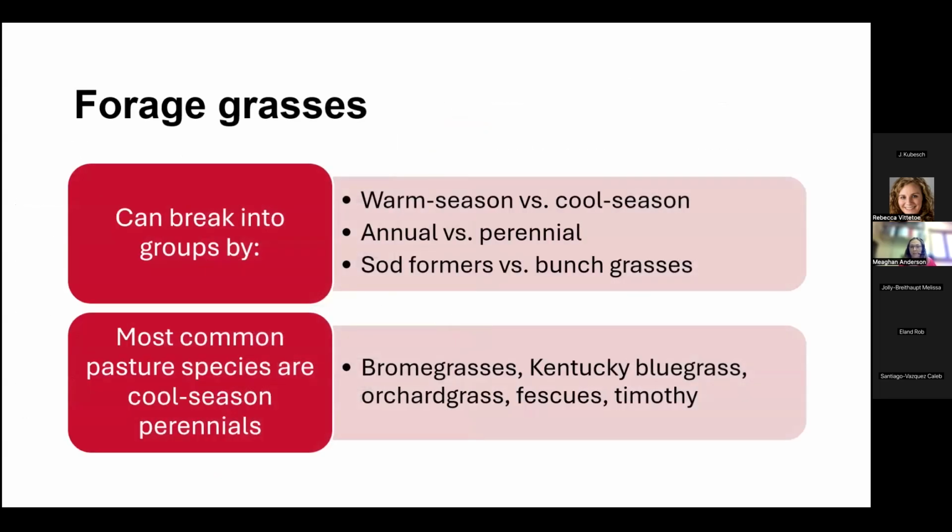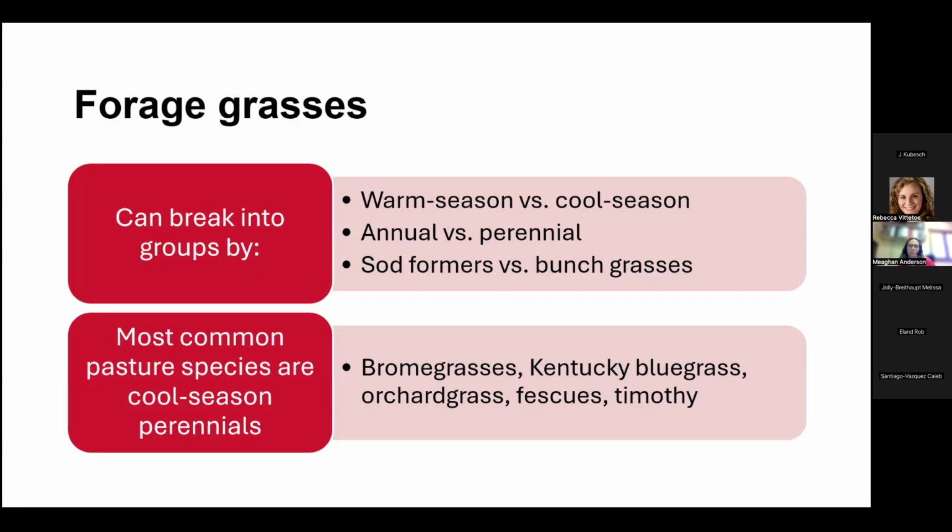Forage grasses are probably the most common pasture species that we think about, and they can be broken up further in lots of different ways. We might think about our warm season forage grasses versus our cool season forage grasses. We may think of them as annuals versus perennials, right? Some people may be interested in annual forages like sorghum sudan grass or millets, versus our perennial species, more like our tall fescues and orchard grasses. And then we can also think of them as sod formers versus our more bunch type grasses.